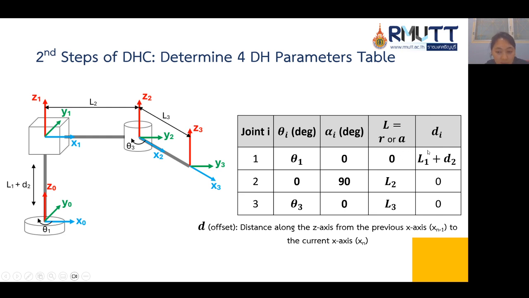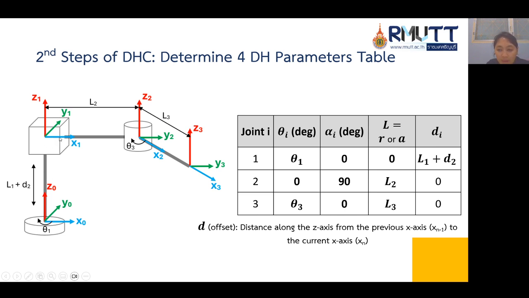We can see here. And after that, the last column is parameter D. This is the distance along the z-axis from the previous x-axis to the current x-axis. You can see here we have the value from x0 to x1, we have L1 plus D2, because a prismatic joint can move up and move down.